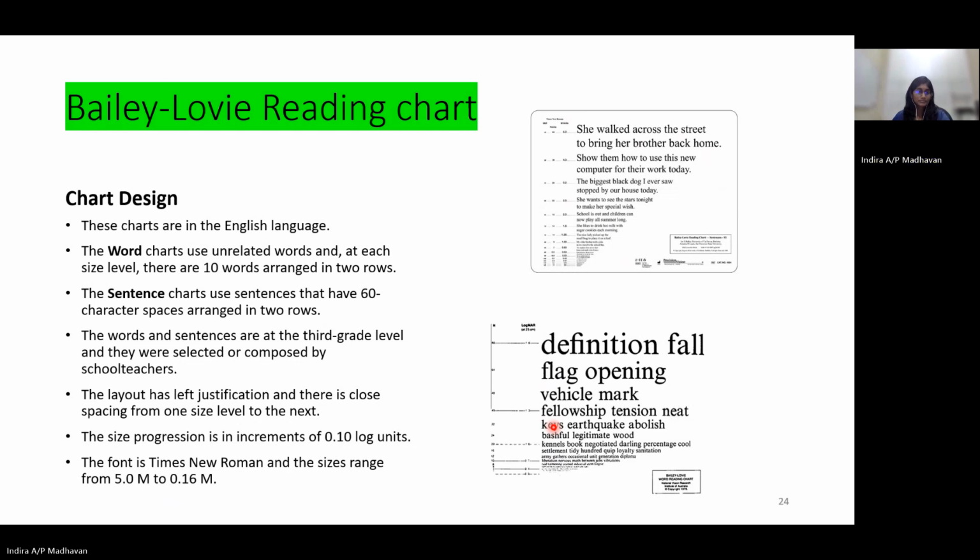The size progression is in increments of 0.1 logMAR, similar to the Bailey-Lovie distance chart, the logMAR chart. This one also has a similar log unit. The font used is Times New Roman and the size ranges from 5 M to 0.1 M. Another thing that you have to know, there is a conversion formula for M unit to N unit. 1 M equals N8, so it is from N40 to about N1.2 something.